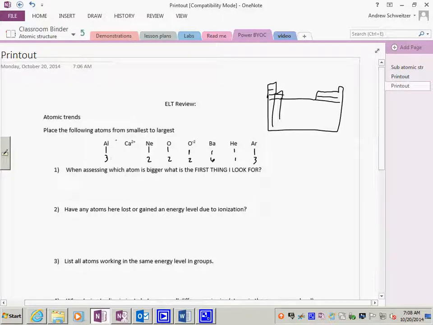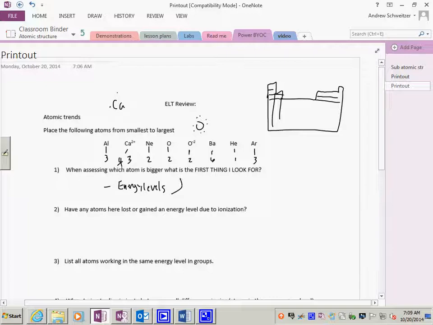Now, calcium typically would be in row 4, but it has 2 valence electrons, and it lost both of those with this positive 2 charge, so it got knocked down to 3. Then oxygen has 6 valence electrons, 1, 2, 3, 4, 5, 6. We gain 2 more, but we're still in the same energy level, so we're still at 2. So the first thing to look for is the energy levels.